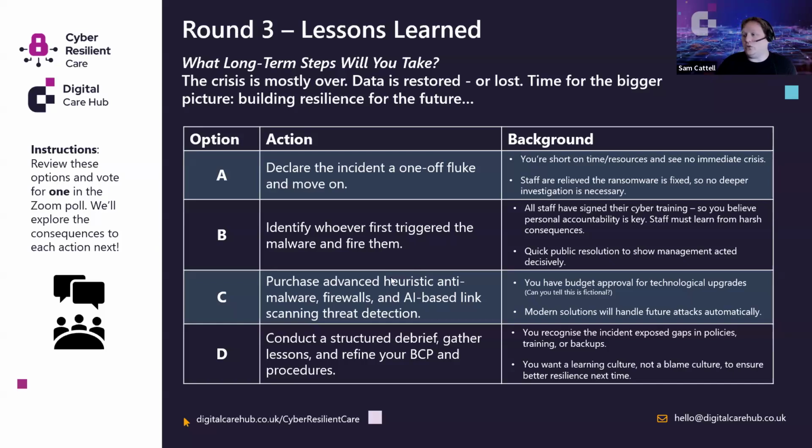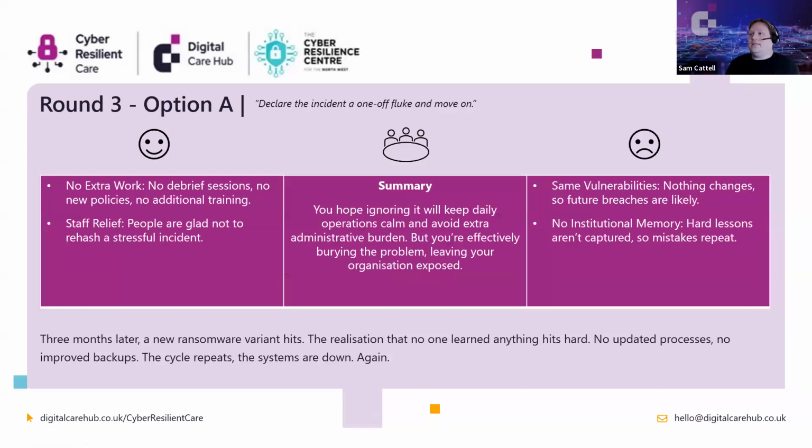including the ostrich one, which is the first one. Declare the incident one-off fluke and move on. You hope ignoring it, as if that has ever worked, but you hope ignoring it will keep daily operations calm and avoid extra administrative burden. You're effectively burying the problem, leaving your organization exposed. Positive, there's no extra work initially. No debrief sessions, no new policies, no additional training, nothing to do. Everything's fine, pretend it's not happening.